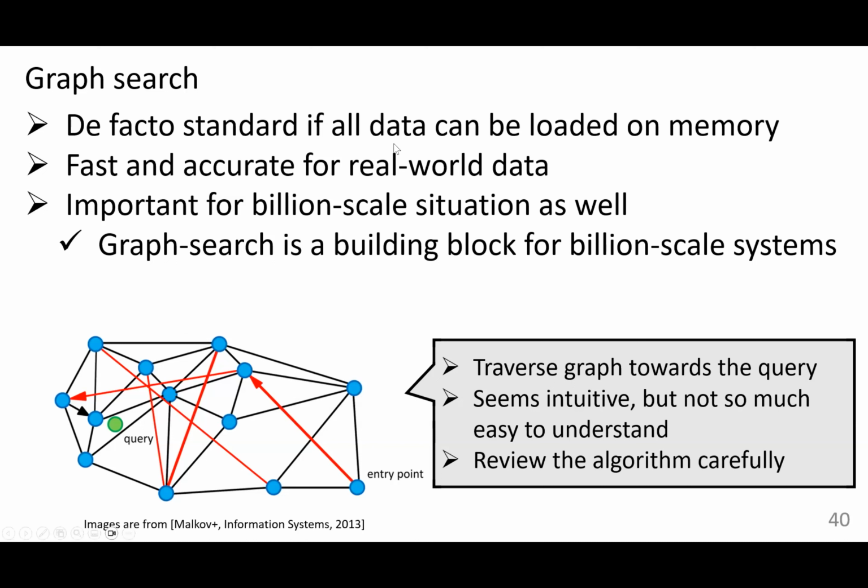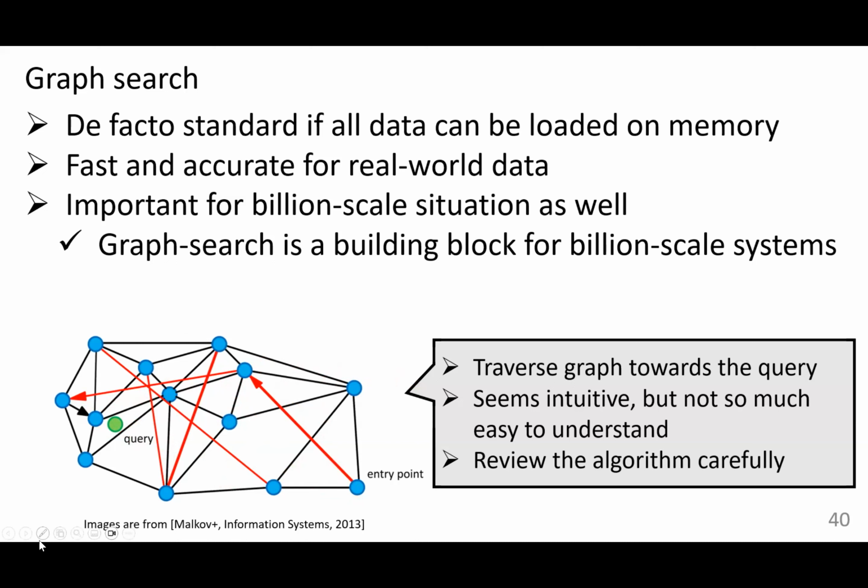Okay, then the idea itself is simple. This blue dot is an item vector, and this is the query vector. Our task is to find this one. So we start from some random point, then we hop, and then we can reach this one. Hop means comparing this green dot to some other dot, then we can move. But I will explain in detail on the next slide.